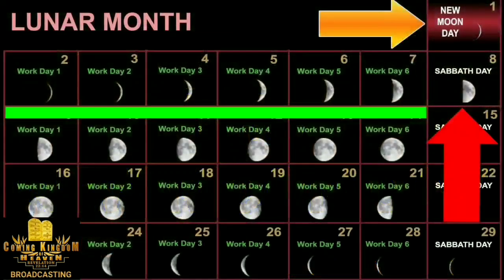Then the next day, you go to your work. You work for 6 days and then you rest on the 7th day and keep your Sabbath. You work 6 days, you rest on the 7th day.